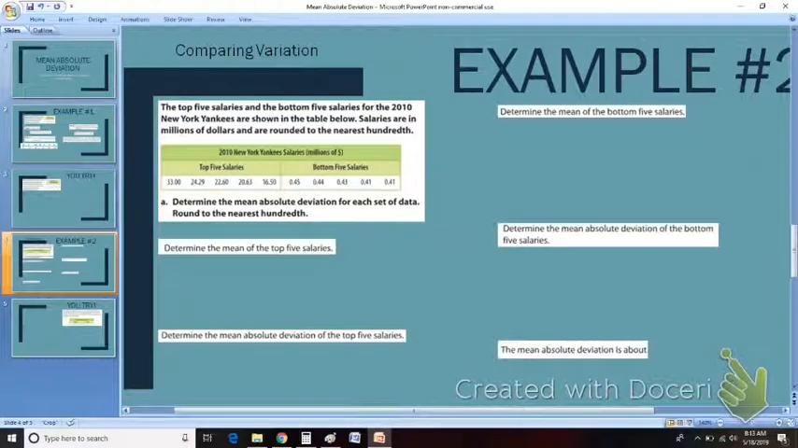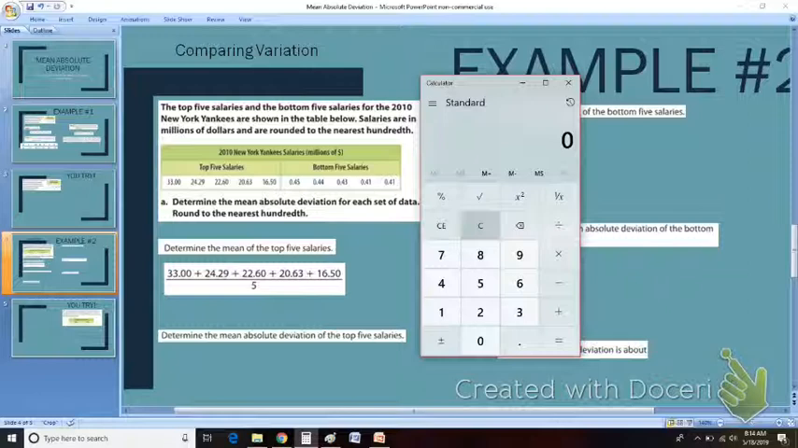All right, our second example, we're going to compare variations. So here we have the top 5 salaries and the bottom 5 salaries for the 2010 New York Yankees shown in the table below. Salaries are in millions of dollars and are rounded to the nearest hundreds. Okay, so we're going to determine the mean absolute deviation for each set of data, and we're going to round to the hundredths. So first what we're going to do is determine the mean of the top 5 salaries. We're going to look at the data set on the left side.